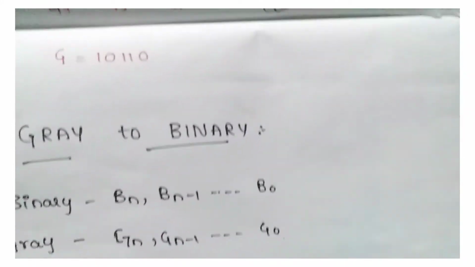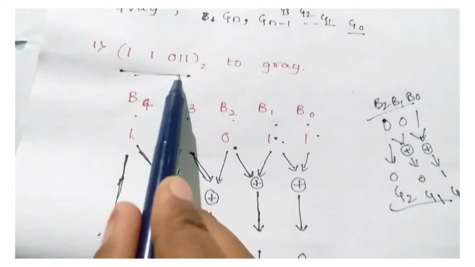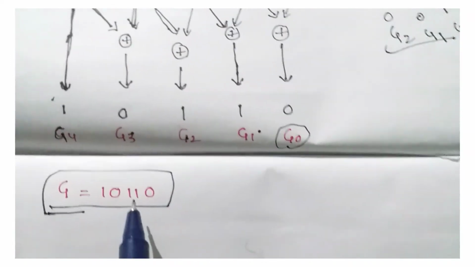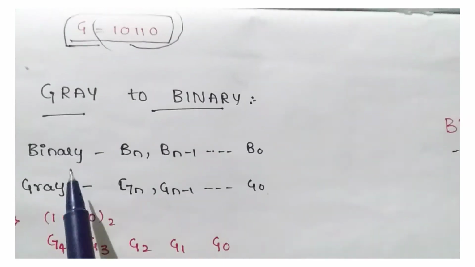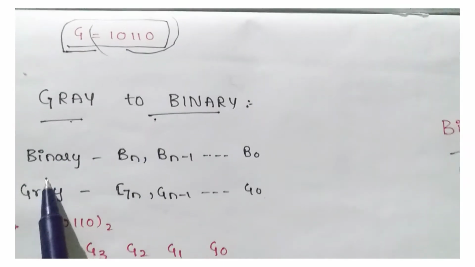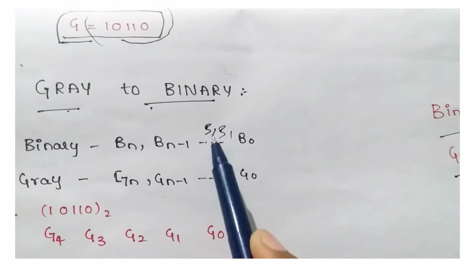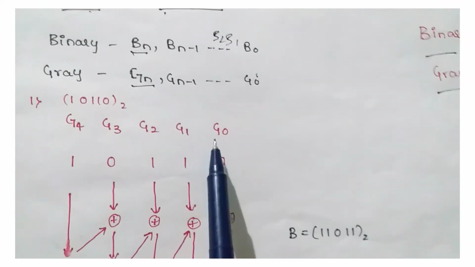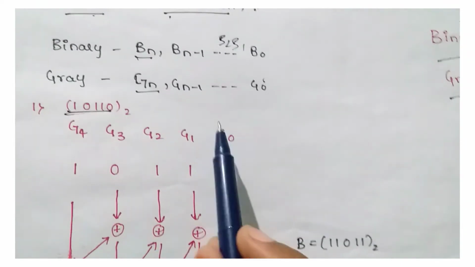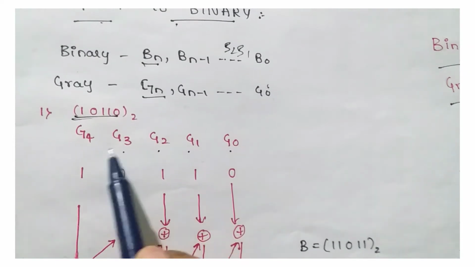And let us see gray to binary. This is the result of gray. While converting this into gray, we get 1 0 1 1 0. So let us see this example converted into binary. In gray to binary also we represent b0, b1, b2 in the same way up to bn, and z0, z1 up to zn. Let us take this example. We represent these values as gray: z0, z1, z2, z3, z4.